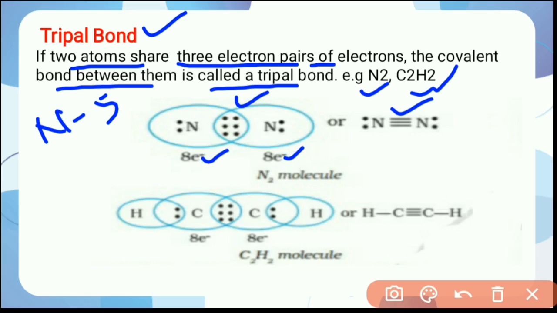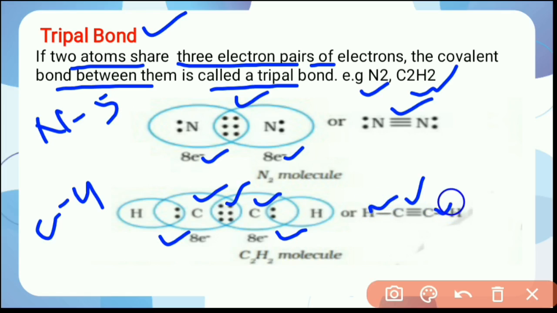Similarly, in the C2H2 molecule, the 2 carbon atoms have 4 valence shell electrons and require 4 more electrons for completing their 8 electrons. So 3 electron pairs are mutually shared between the 2 carbon atoms, forming a triple bond, and 1 electron pair is mutually shared between carbon and hydrogen atom, and hydrogen completes its duplet and forms a single bond.